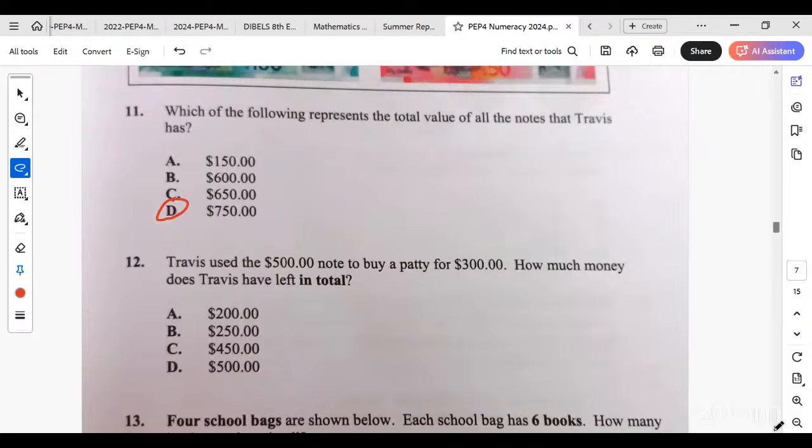So he would have the $200 change that he got from the 500 plus the 250 that he did not spend. So the total that he had left would be $450. That answer is C.